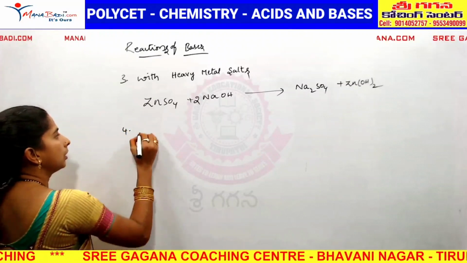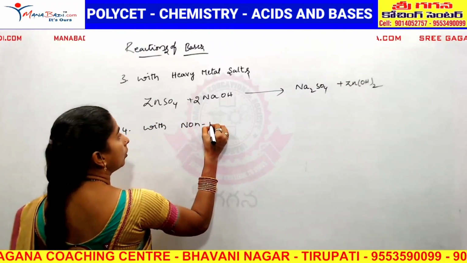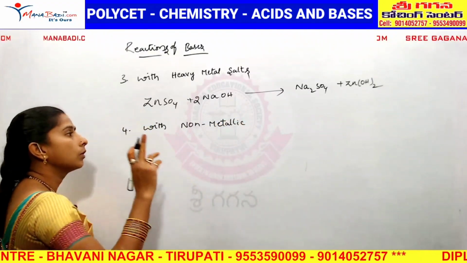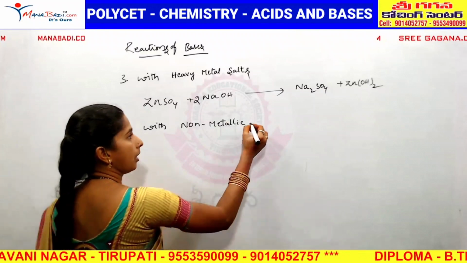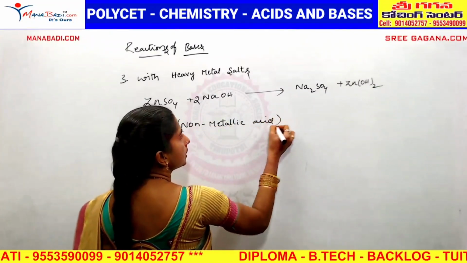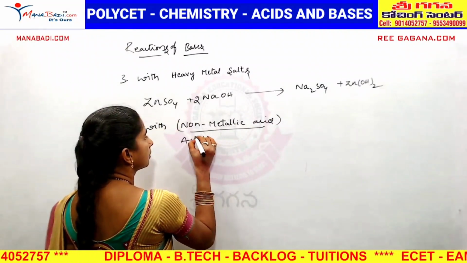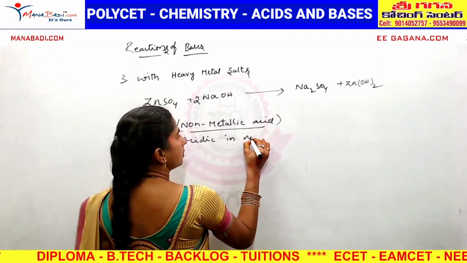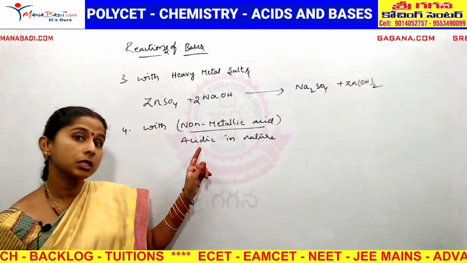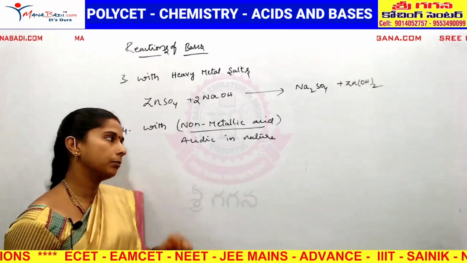After that, reaction with non-metallic oxides. Why do we take metallic oxides for acid and non-metallic oxides for base? Because non-metallic oxides are acidic in nature and metallic oxides are basic in nature. So those which are basic will react with acid, and those which are acidic will react with the base.